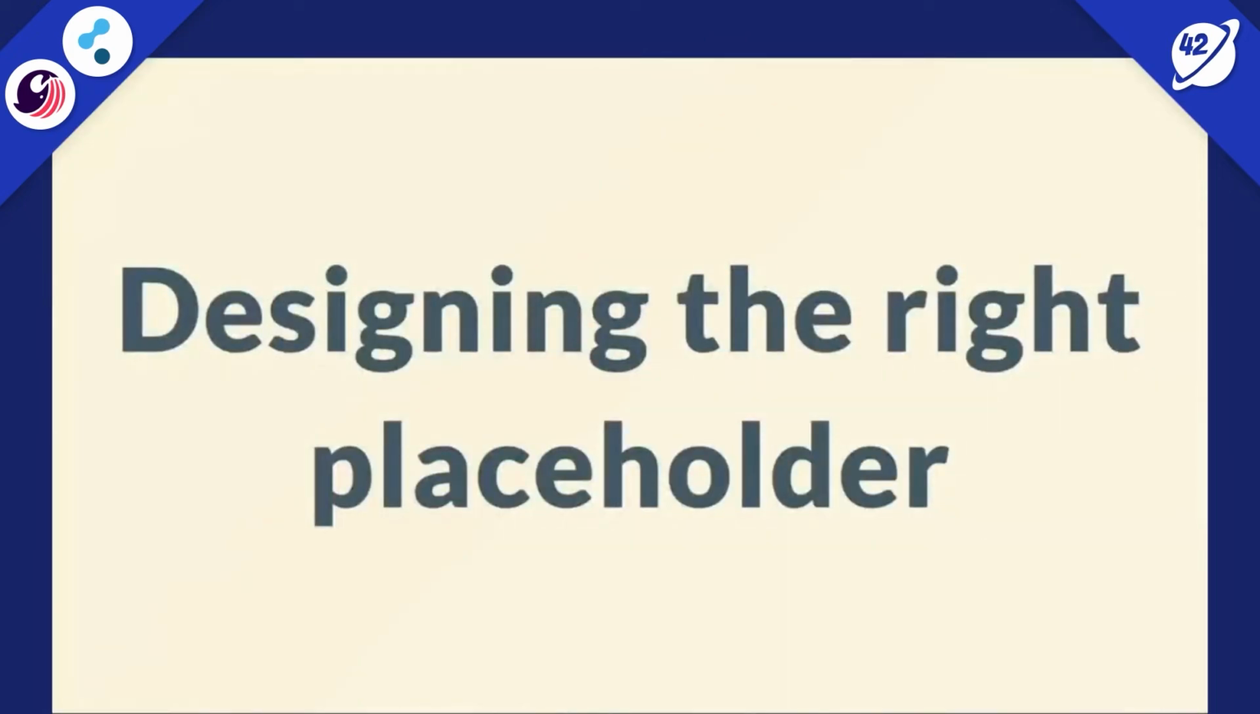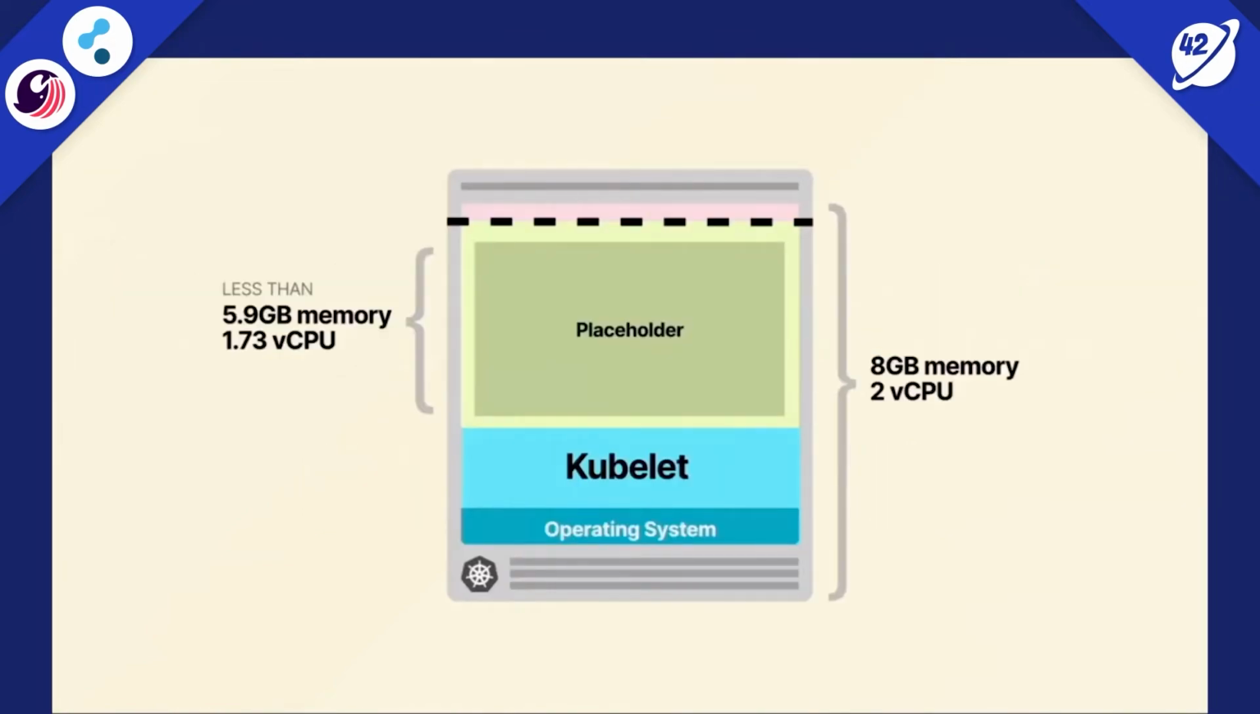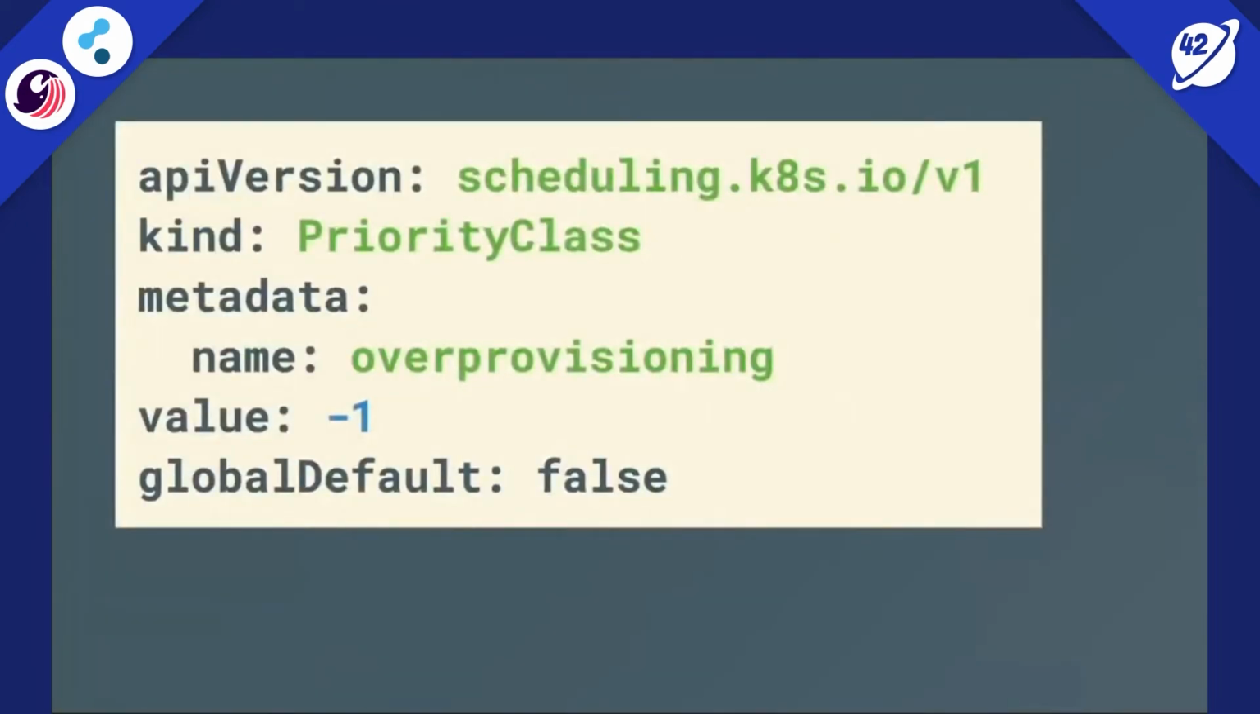So how did I make this all happen? Firstly, we need a placeholder, and that needs to be big enough that it will never be schedulable alongside any real workload on a node. So it should be sized big enough to fill the whole compute node. Then you need to specify a low priority class to make sure that it's evicted as soon as a real workload comes along and needs that capacity.